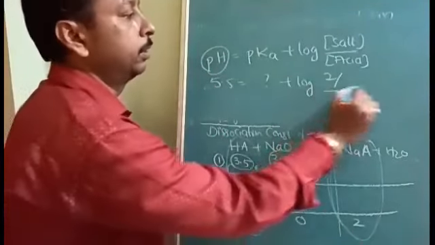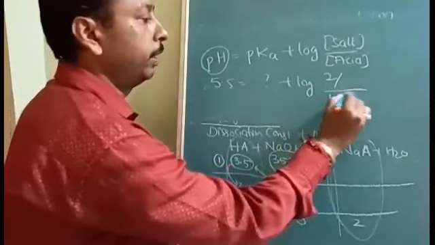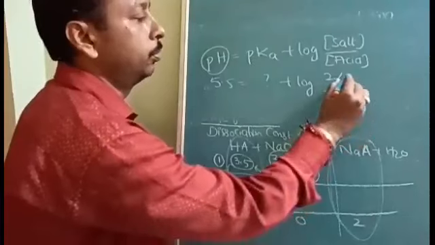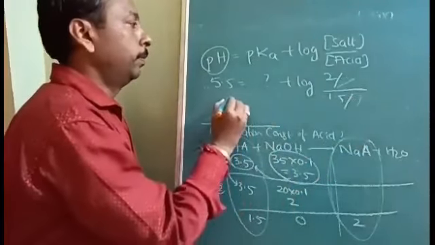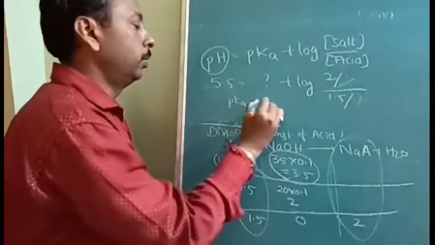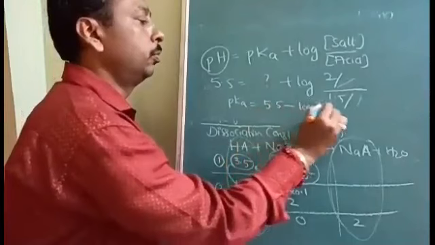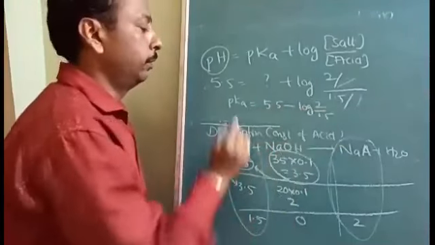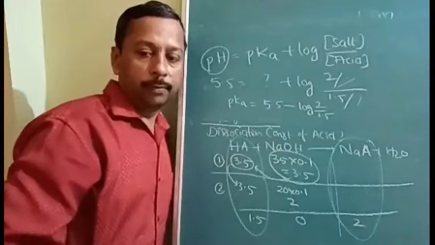The concentration of salt is 2 divided by the total volume, and the acid is 1.5 divided by the total volume. As both are the same, they will get cancelled. So pKa is equal to 5.5 minus log 2 by 1.5. With this we can find the Ka value.